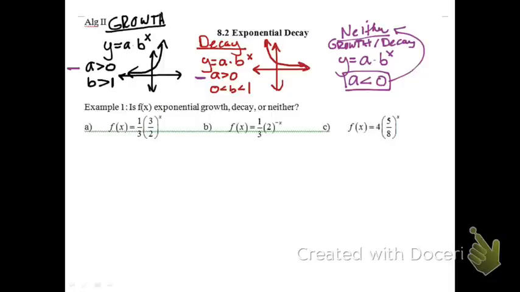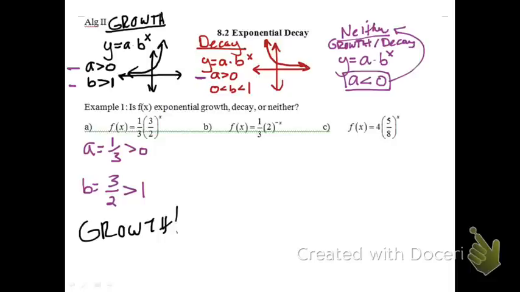Essentially, all you need to determine for all of these is, what's the a value and what's the b value? If you know that, and you've studied and you know what those parameters are from above, you'll be okay. In this case, my a value is 1/3, and all that's important with the a value is that it's positive. 1/3 is bigger than 0, so we are in the hunt for either growth or decay. Now the base is 3/2, which is 1.5. That's a number bigger than 1, so that falls in the growth category. Let's identify this one as exponential growth.